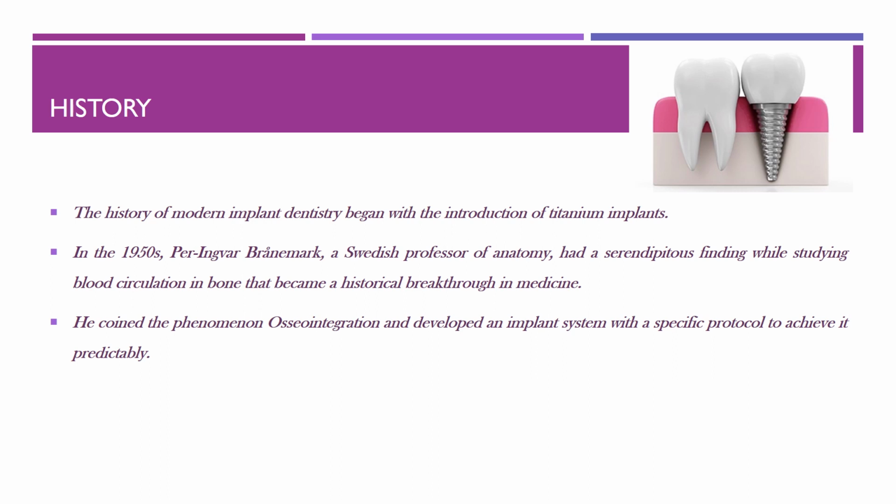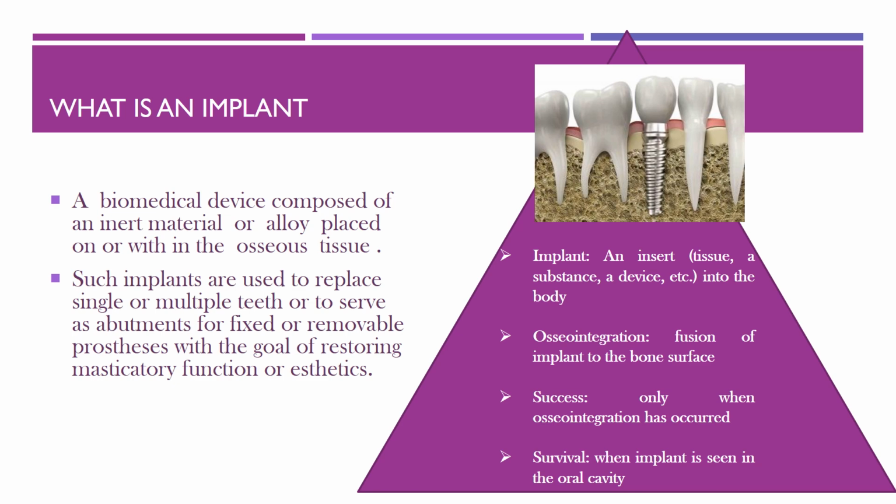So these implants were used to anchor prosthetic replacement teeth in the edentulous jaw, and the first patient was successfully treated in 1965. So that is the history of dental implants. Coming to what is an implant? It is a biomedical device composed of an inert material or alloy placed on or within the soft tissue. So such implants are used to replace single or multiple teeth or to serve as abutments for fixed or removable prostheses with the goal of restoring masticatory function or aesthetics.